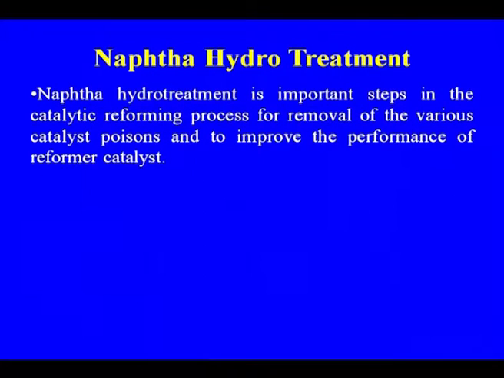Let us now discuss naphtha hydrotreatment. What are the various steps involved in the case of naphtha? Naphtha hydrotreatment is an important step in the catalytic reforming process for removal of the various catalyst poisons and to improve the performance of the reformer catalyst. If the activity is going down, if the life is going down, if it is not stable because of the impurities, then definitely you will have to use more and more catalyst, that will reduce the conversion, and that will upset the whole economy of the process. So, the removal of poisons which may poison the catalyst is very important.